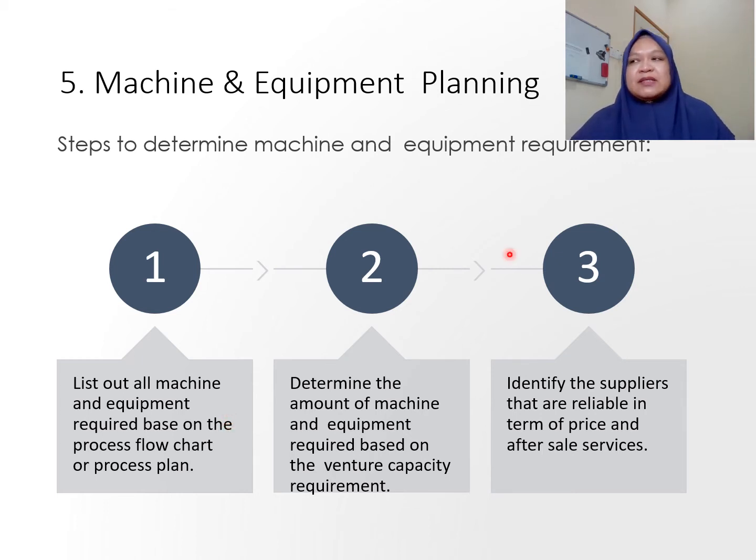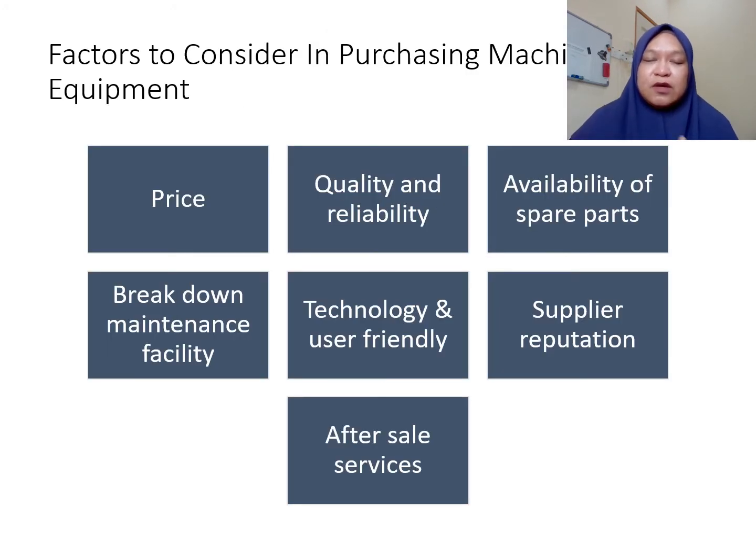Maybe some of your business doesn't need machines, and you do it all by hand, but of course, even when you do it by hand, you still need all the equipment. Next, you have to determine the amount of machines and equipment that you need, and of course you must identify the supplier, so that you're able to buy.